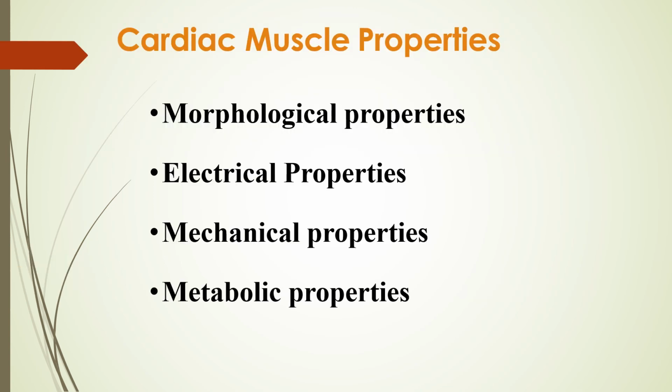These properties can be categorized into four groups: morphological, electrical, mechanical, and metabolic. Morphological properties are nothing but the anatomical structure of the heart, which has already been covered in anatomy. So we will see the electrical, mechanical, and a few metabolic properties.